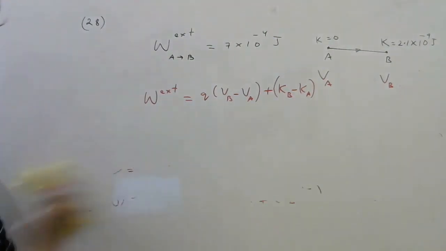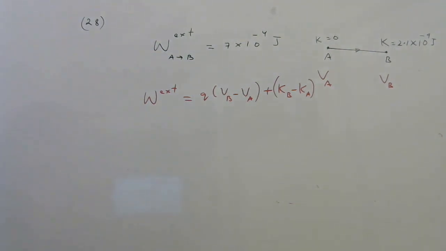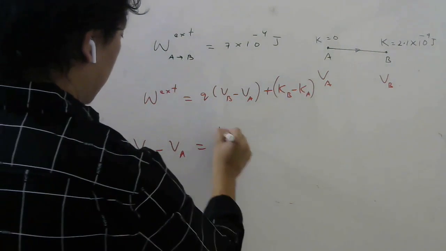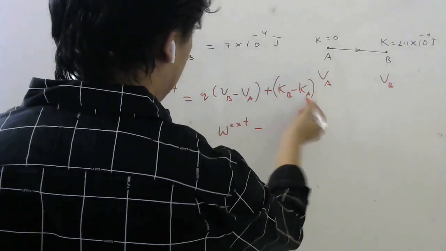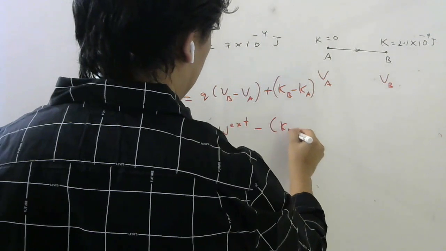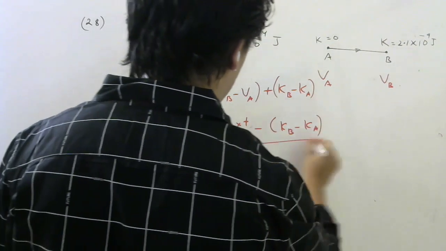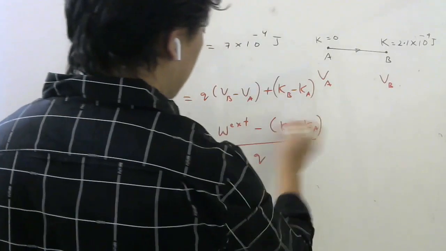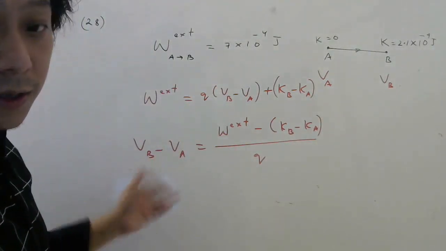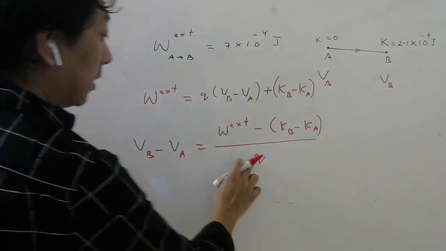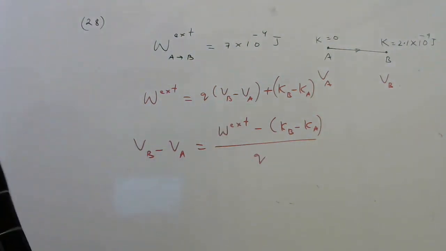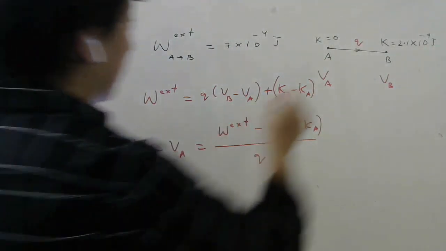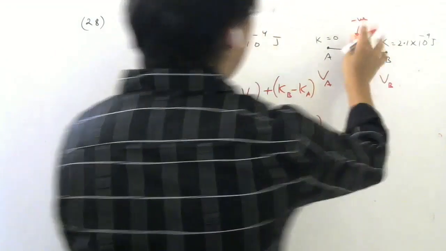Okay, students. So now let us see what will be your VB minus VA. VB minus VA will be the work done by external force minus this, which will come this side, KB minus KA, divided by Q. Right? Okay. Now look carefully. We cannot calculate the difference, because the value of the charge which is moved, they have not told. The only thing they told is that this is a negative charge.